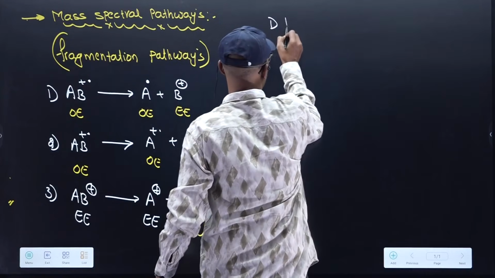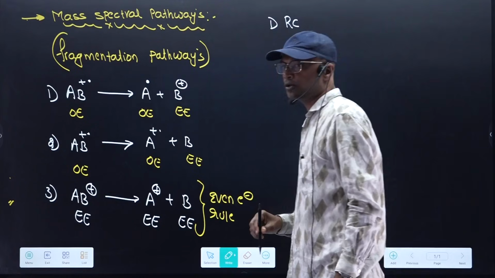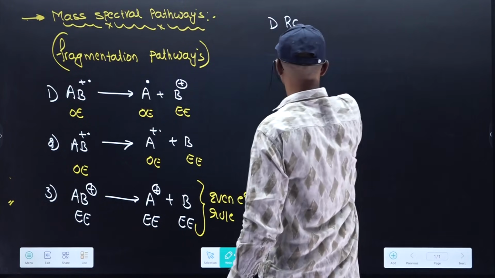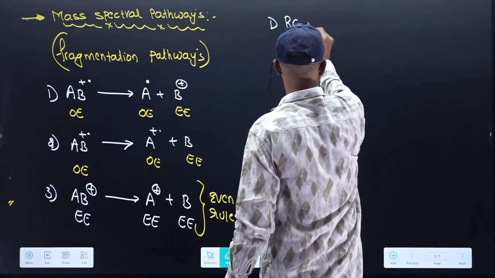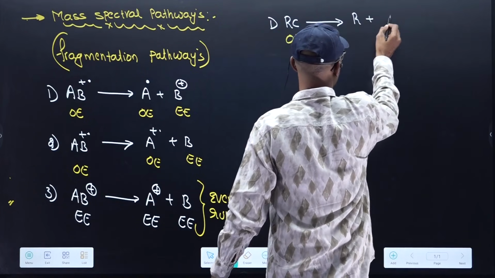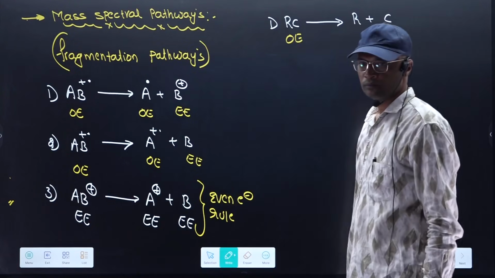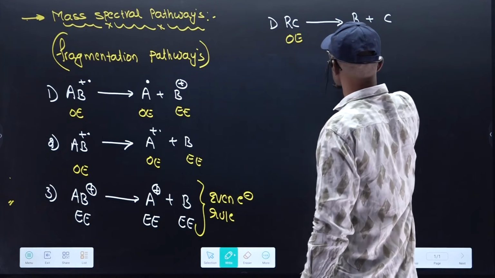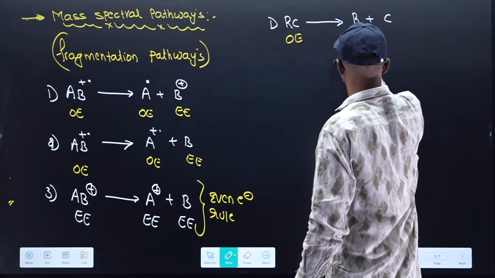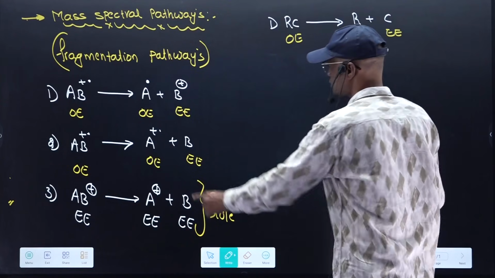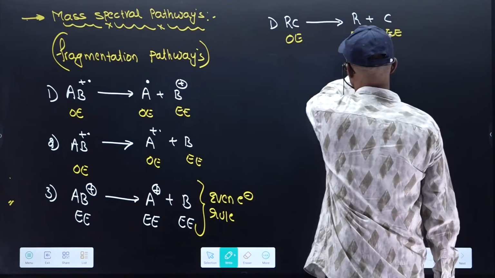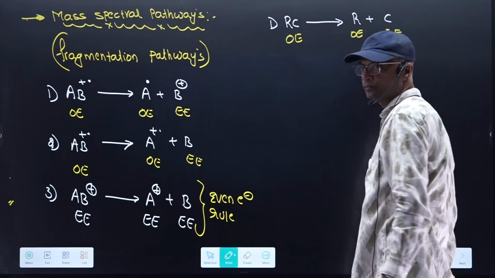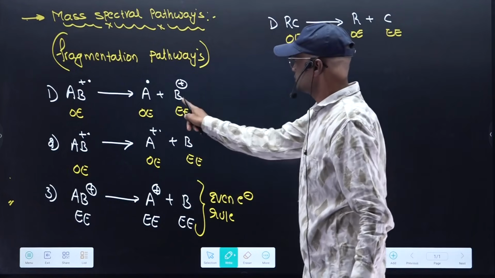Now one more, I am writing a radical cation. Is a radical cation an odd electron or even electron? Odd electron. When a radical cation undergoes fragmentation, remember, that will give a radical and a cation. Radical is an odd electron, cation is always an even electron. Odd electron, even electron, odd electron, even electron. Same statement matching.